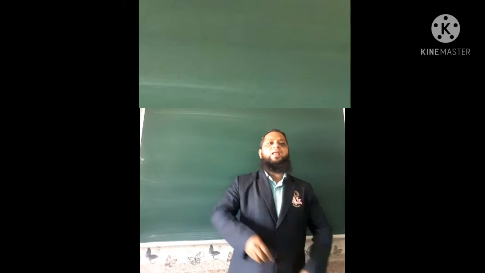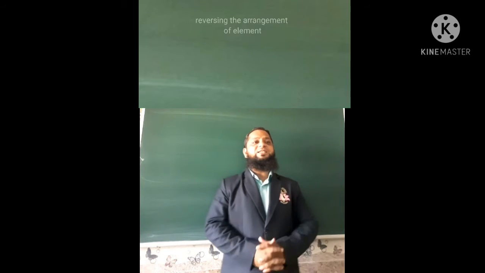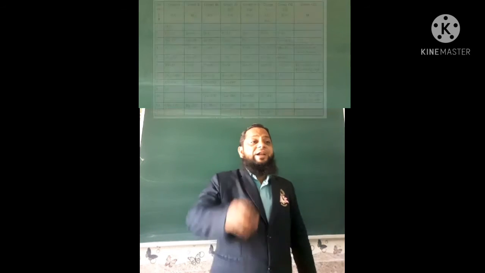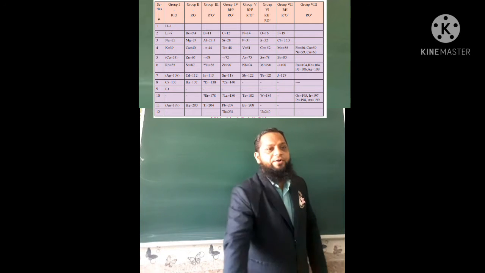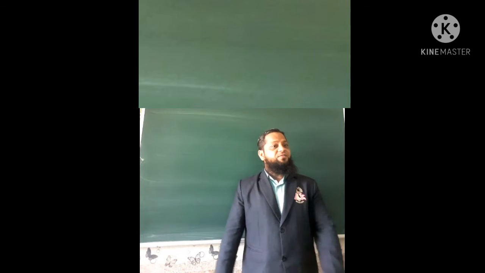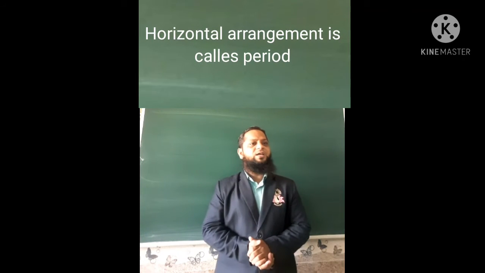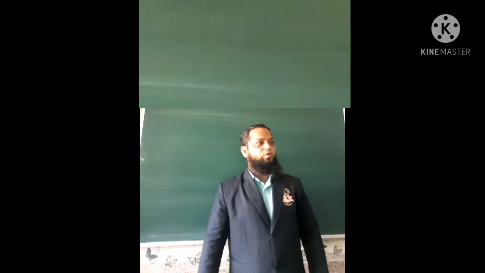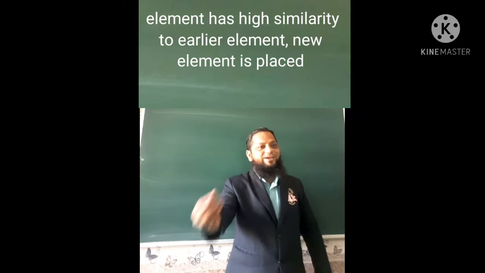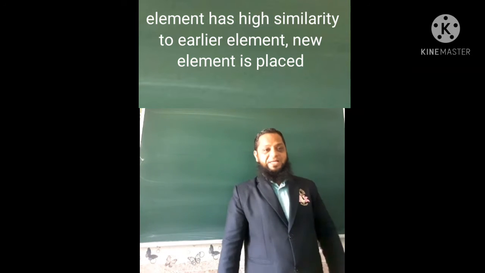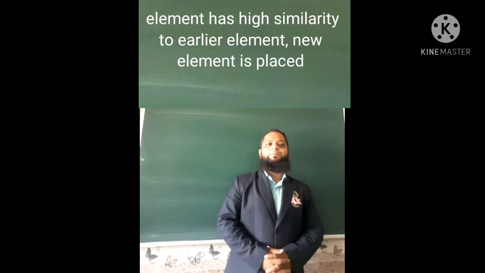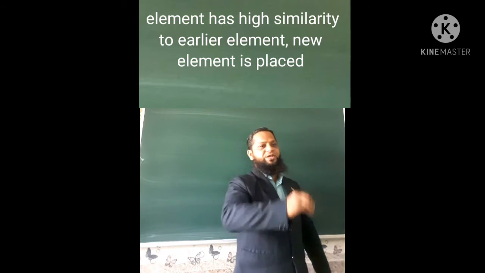Mendeleev's periodic table can be understood better by reversing the arrangement of the elements. Here, elements are arranged in increasing order of atomic mass in a horizontal line. This horizontal arrangement of elements is called a period. When an element has high similarity to an earlier element, the new element is placed just below the earlier element, having similar properties, to start a new period.